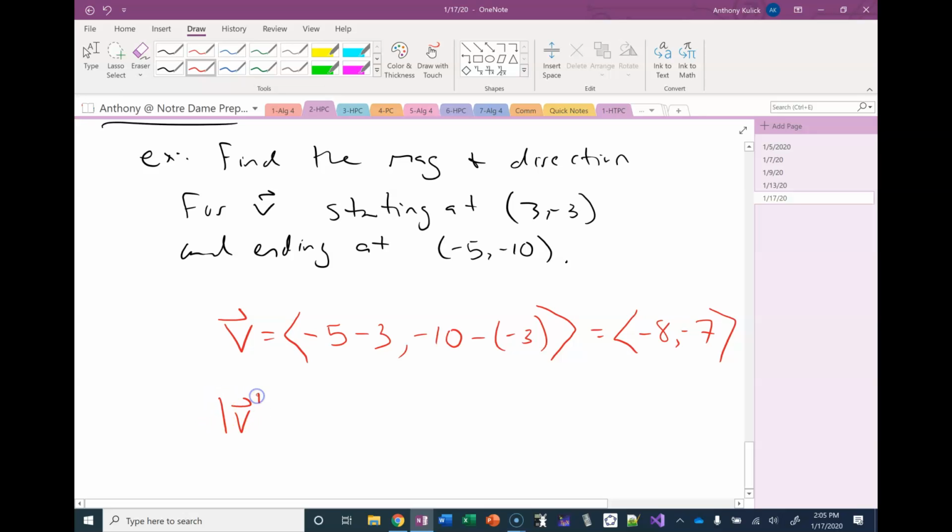So if I want to calculate the magnitude of v then, it's negative 8 squared plus negative 7 squared, all square rooted. So that's the square root of 113.